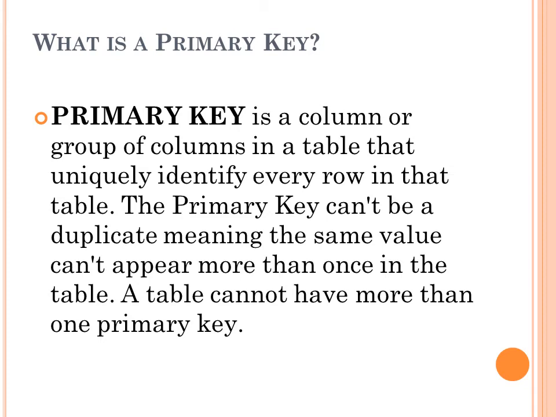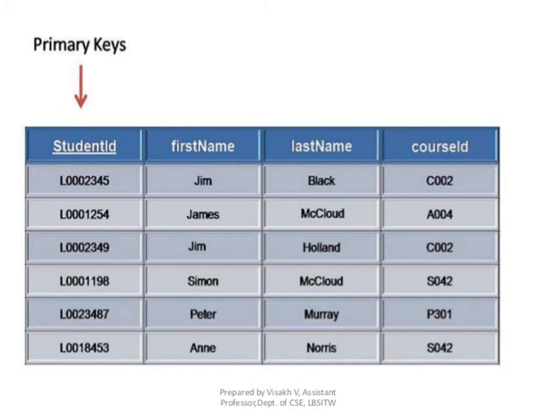The primary key can't be a duplicate, meaning the same value can't appear more than once in the table. With the help of a primary key there is no more duplication in the record. A table cannot have more than one primary key. In every table there is only one primary key. You can see in this table, the name or the surname or even the course ID may be the same, but the student ID must be unique.